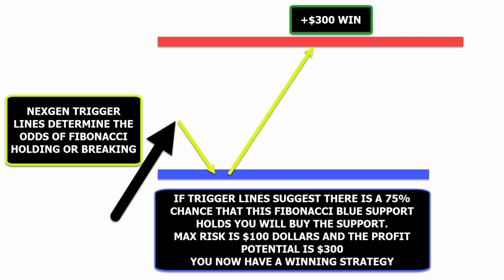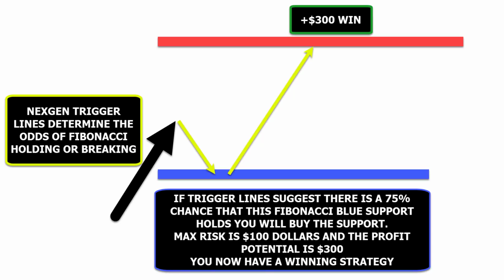When we do a trend trade, we are going to use our trigger lines, again, we've talked about this already, to determine the odds of a Fibonacci area holding or breaking. If the trigger line suggests that there's at least a 75% chance that Fibonacci support is going to hold, this will be our buy signal. And then, depending on where the next resistance is and the conditions, $200 or $300 is a typical win for us in crude oil or the S&P. The idea is to not risk much more than $100 to make $300 and to have a winning percentage that hovers around 75%. That's the way you put together a winning strategy.